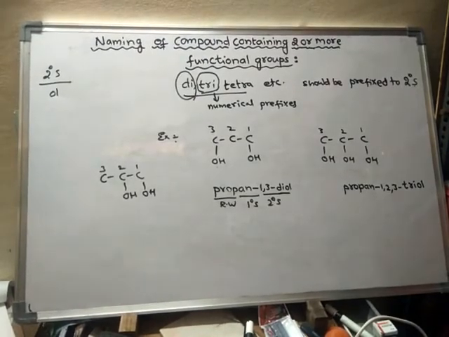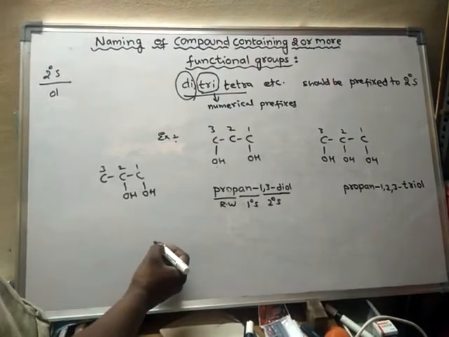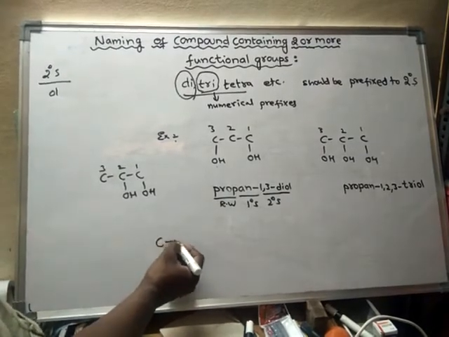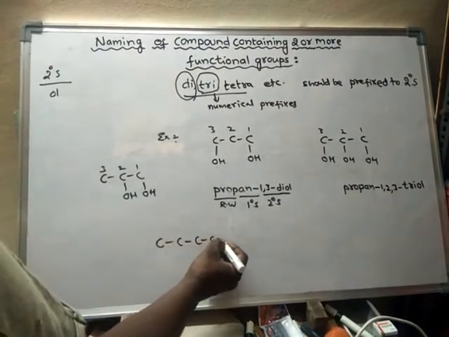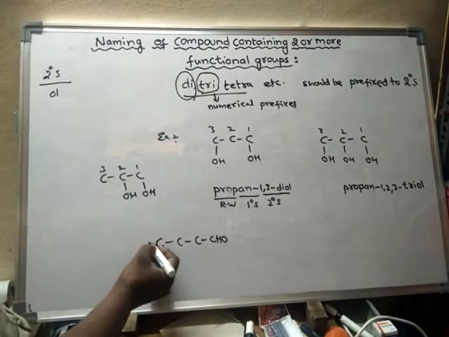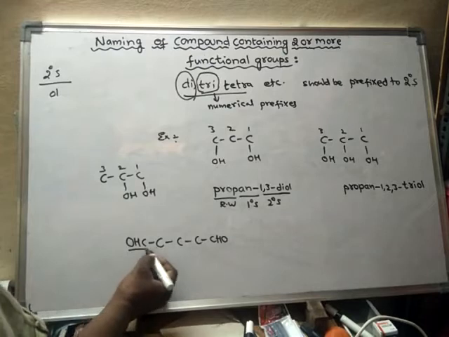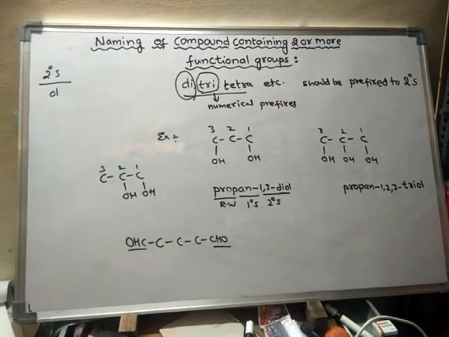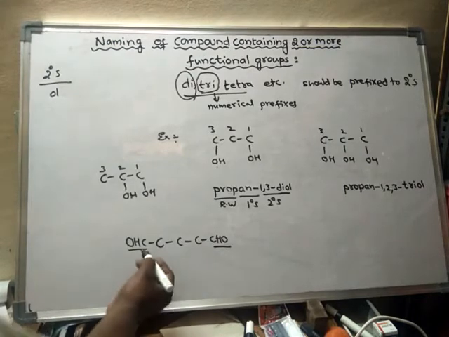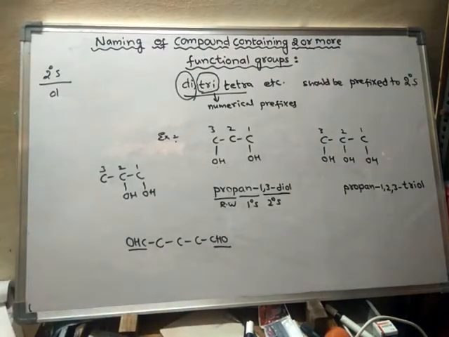Suppose there is a compound like this, with a CHO group here and a CHO group here also. So there are two CHO groups. If two CHO groups are present in this compound, how do we name it? Altogether, how many carbons are there? Five carbons.